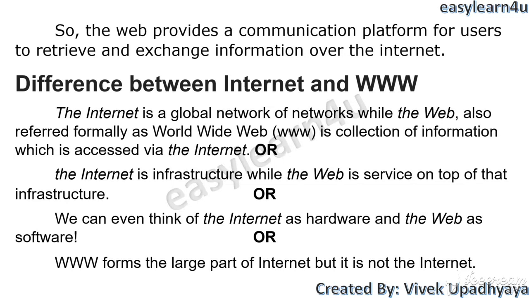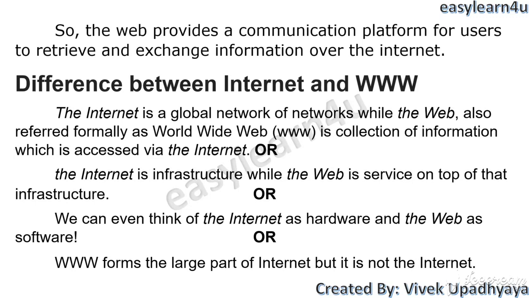So the most important service which we are using today is the accessing of information through internet, which is given by www. We can even think of the internet as hardware. Simply you can define the internet as hardware and web as software. www forms a large part of internet, but it is not the internet.